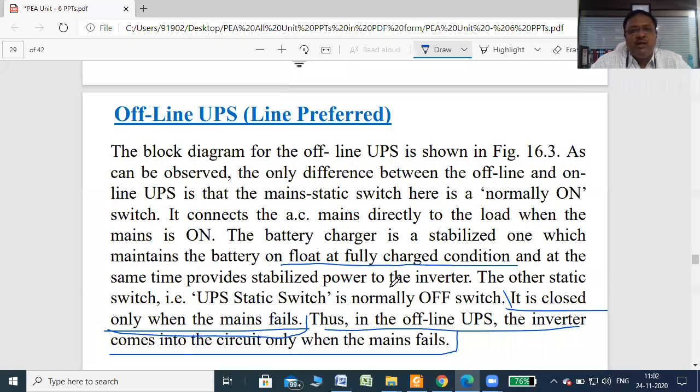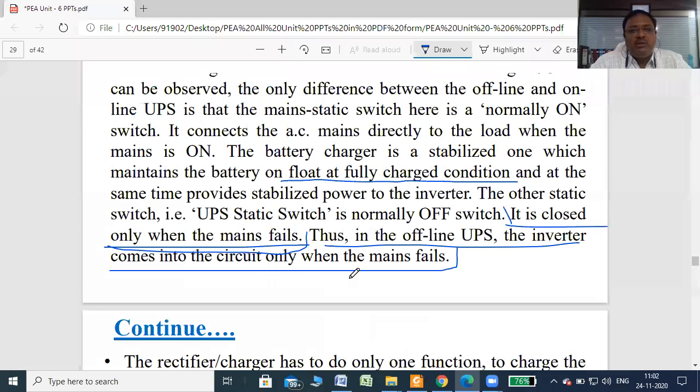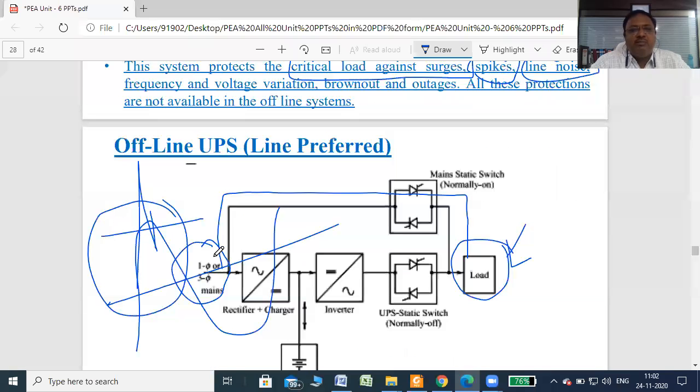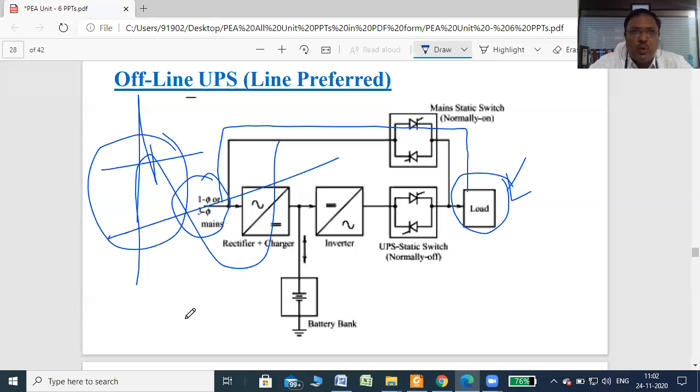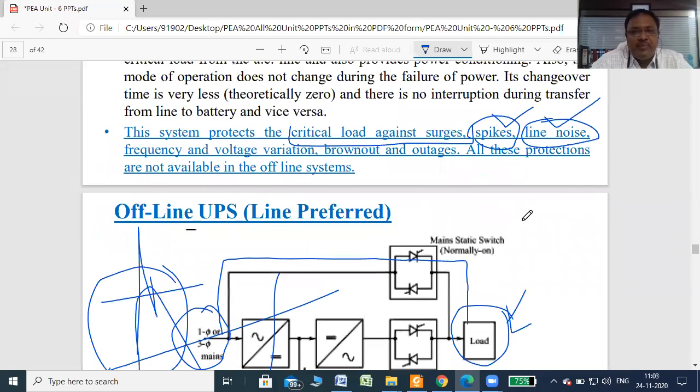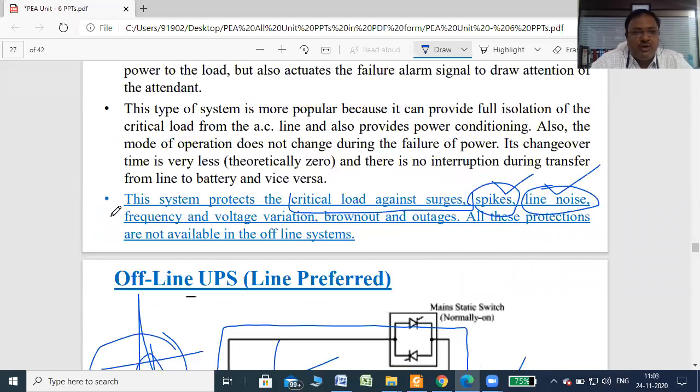Line noise means that your AC supply has maybe 50 hertz, 230 volt, but it includes some additional voltages and frequencies, right? Any kind of noise may add to the supply voltage and appear across the load, which may damage your load. Okay, then frequency and voltage variation.